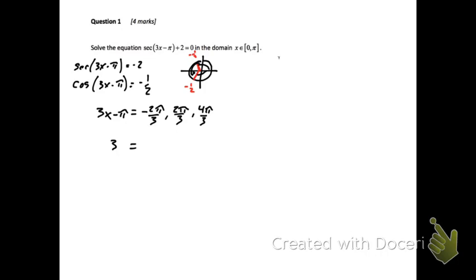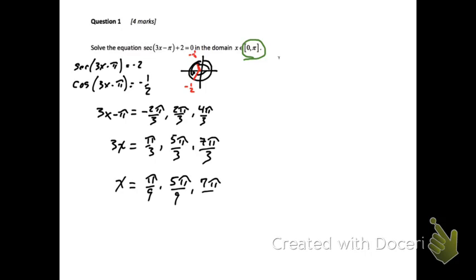So I need to think about what angles will fall into my domain, which is 0 to pi. So I've written down 3 angles, and let's see how that works out. First of all, I'm going to add pi to all of these pieces. I'm adding 3 over 3 pi to all of those, and I get these angles. Now I'm going to divide all by 3, or multiply by 1/3, which gives me pi by 9, 5 pi by 9, and 7 pi by 9.